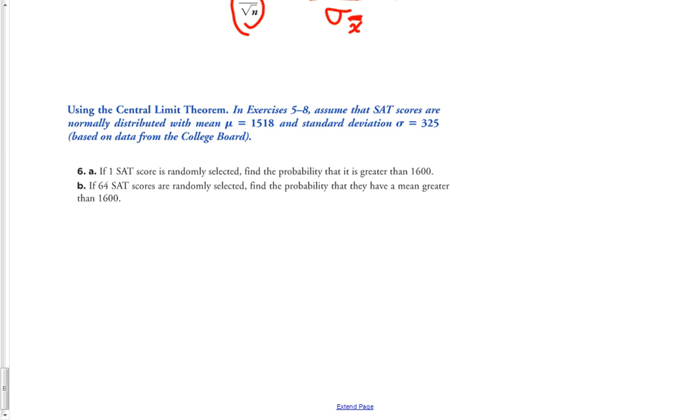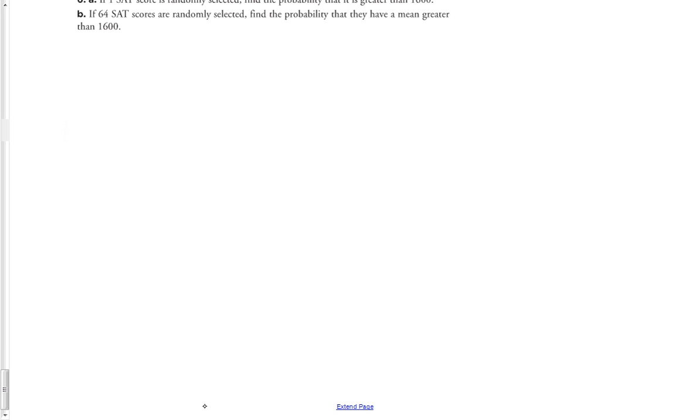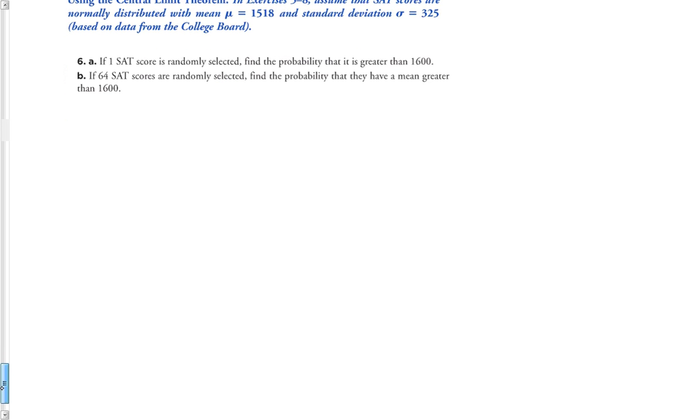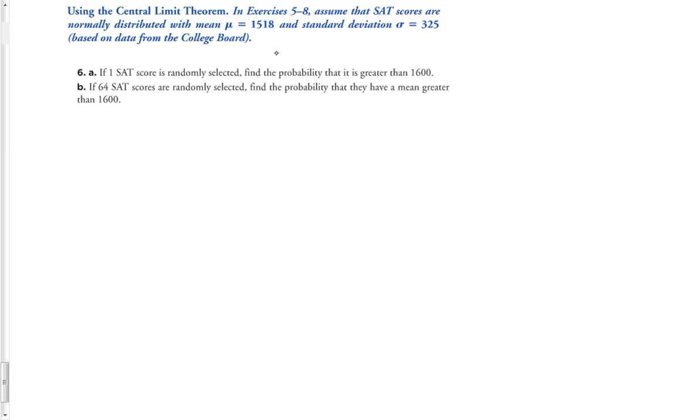All right, so let's look at this example. It says using the central limit theorem, in exercises 5 through 8, assume that SAT scores are normally distributed. So we already know that we have a normally distributed population with mean of 1518 and standard deviation of 325. This is from the College Board. For part A, if one SAT score is randomly selected, find the probability that it is greater than 1600.